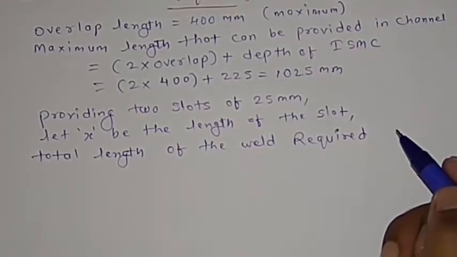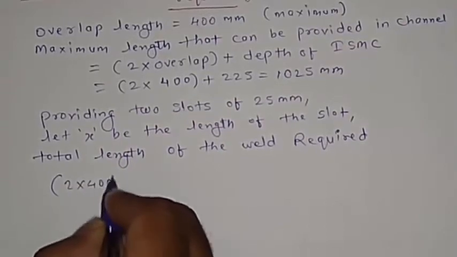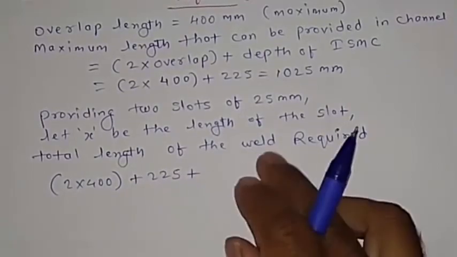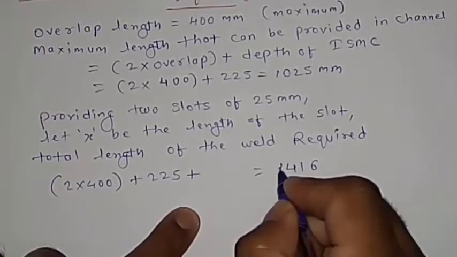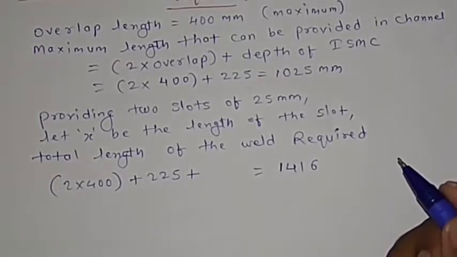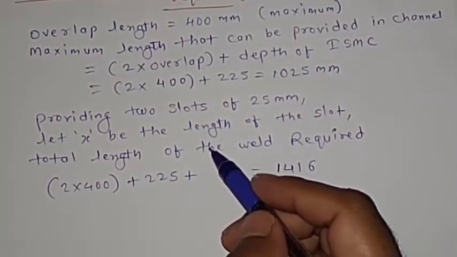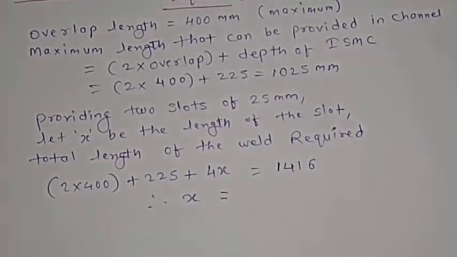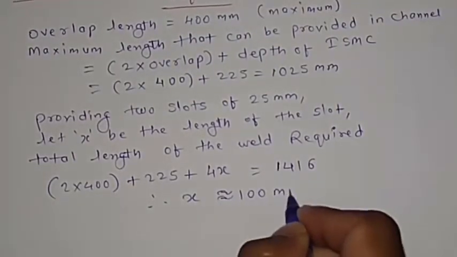So basically this is 2 into 400 plus 225, right, and that is equals to 1416, which is the maximum length we got in the step number 3. And as we have gone through the earlier diagram, we require here 4x. So if we just solve this x, we will get it around 100 mm.